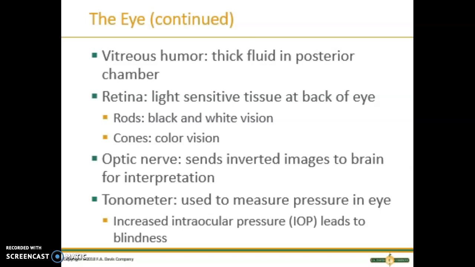We talked about the vitreous humor, the retina, and the optic nerve, and then a tonometer is used to measure pressure in the eye. Increased intraocular pressure, also known as IOP, can lead to blindness.